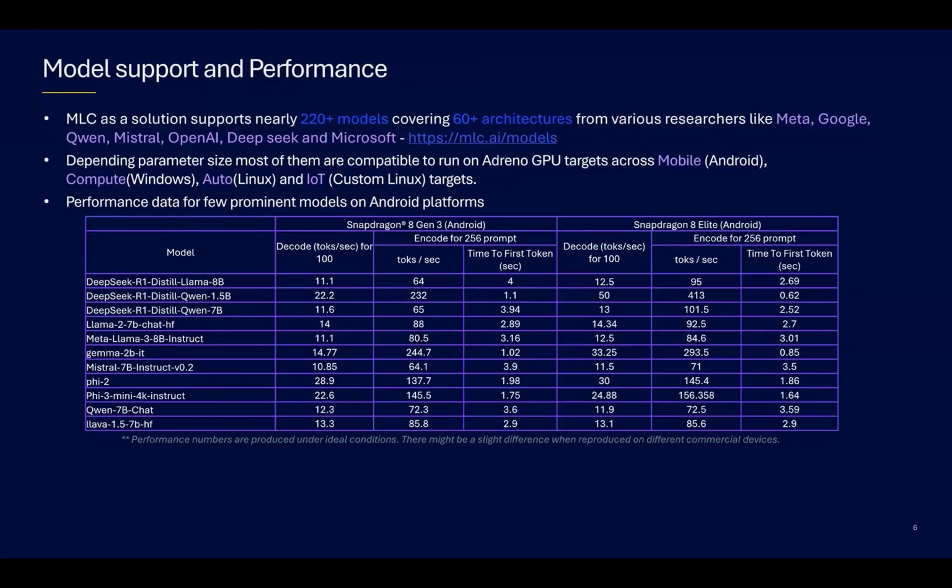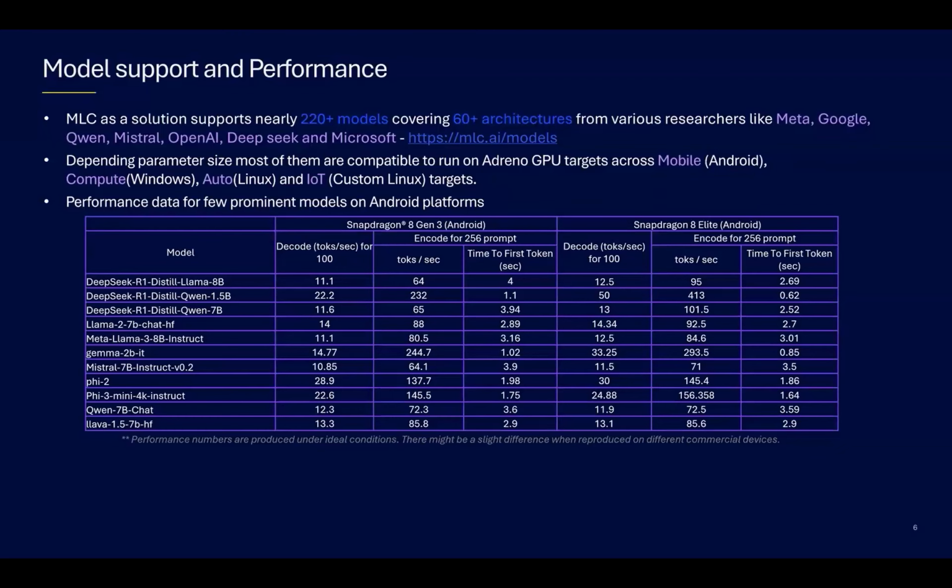So here is some of the prominent model performance on Android devices. We are showing two Android devices here, Snapdragon 8 Gen 3 and the latest one, Snapdragon 8 Elite. The table shows you models from DeepSeek, Llama, and Meta, and some others. We are not covering the wider range of it. You can give it a try by taking our SDK and building other models, and please let us know if you see any regression in the performance of those models.